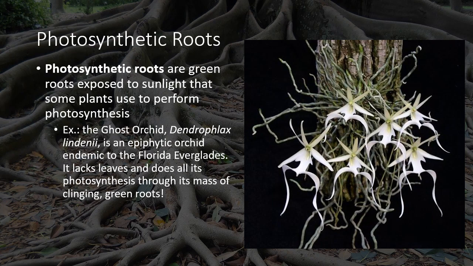There are some species which have decided that they don't need leaves and they can photosynthesize entirely with their roots. A really good example is the ghost orchid, which is native to the Florida Everglades in Everglades National Park. It only grows there in the wild and it has no leaves. This is an orchid which has, through the process of evolution, lost its leaves. It does all of its photosynthesis through this mass of green clinging roots by which it hangs on to the tree trunks it grows on.